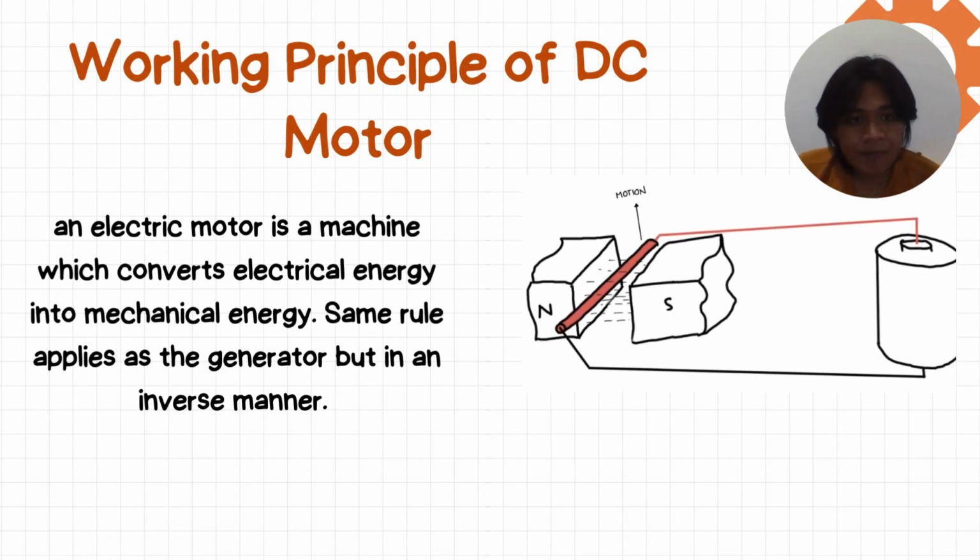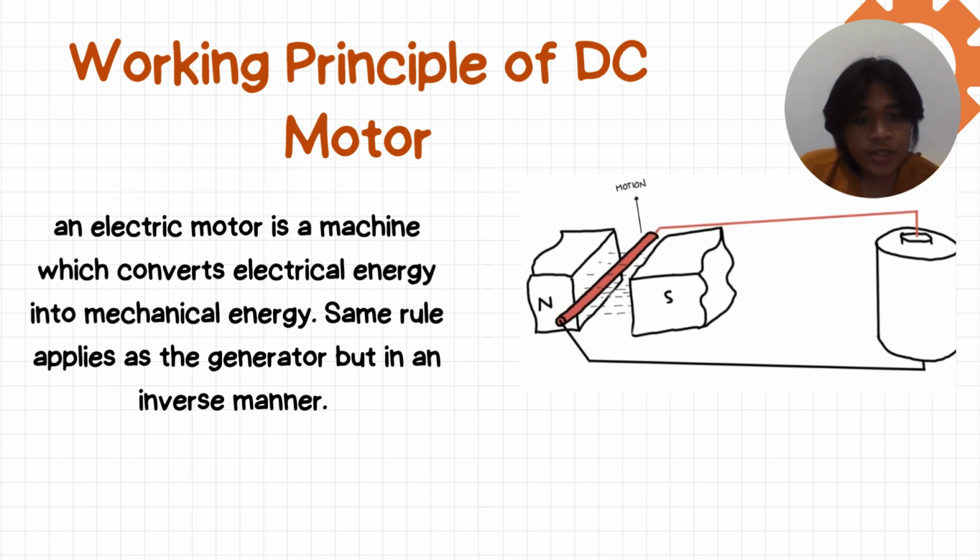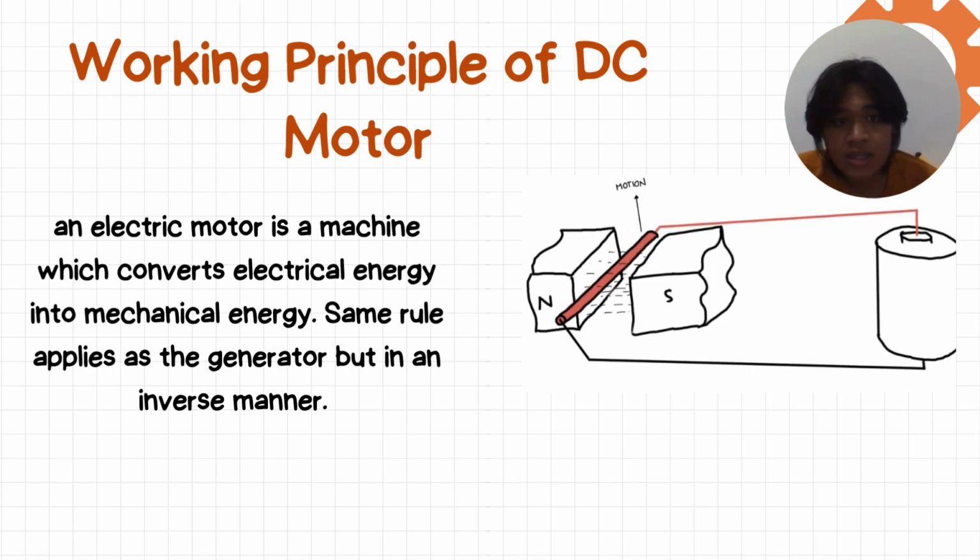So intrinsically, a DC motor works in the same way as a generator. So theoretically, a motor and a generator can be used inversely, or can be used both as a motor and a generator. Okay, with that in mind, an electric motor is a machine which converts electrical energy into mechanical energy. The same rule applies as the generator, but in an inverse manner.